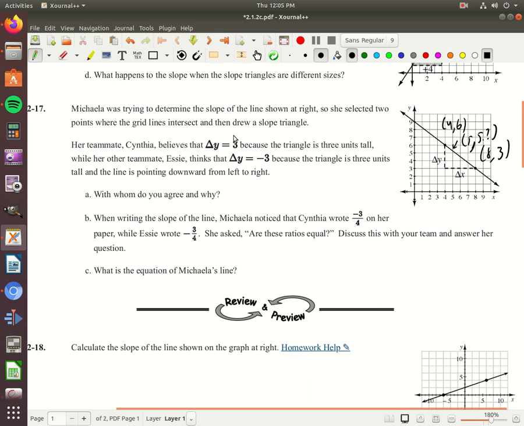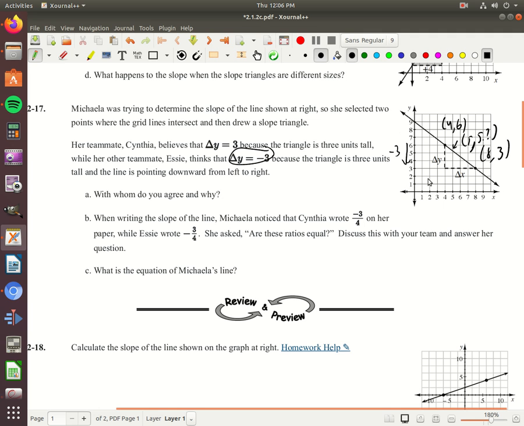So Michaela was trying to determine the slope of the line shown at right, so she selected 2 points. Her teammate Cynthia believes the change in y is 3 because the triangle is 3 units tall, while her other teammate Essie thinks it's -3 because the triangle is 3 units tall. Well, think about it. It goes from 6 to 3. It's going down 3. So this change of -3 is right. Technically, you can make it happen with a 3, but then you've got to make the other one negative.